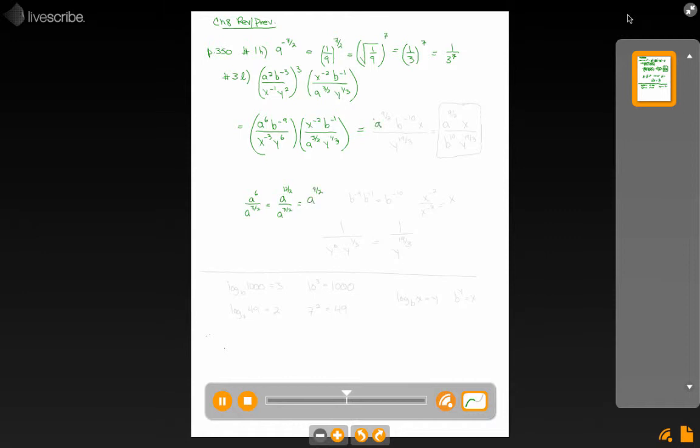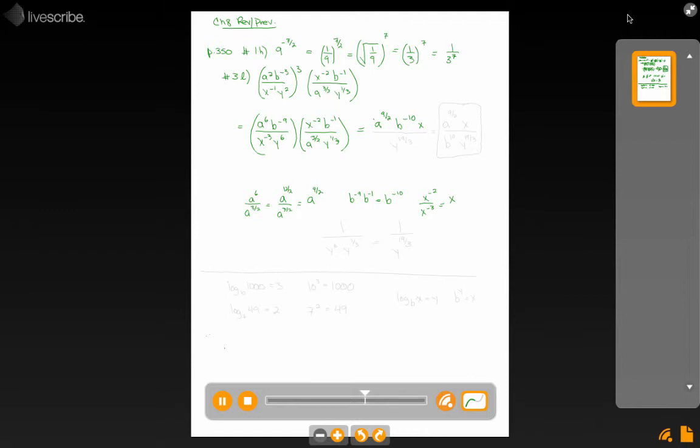And that is as many a's as I have left here. Now, when I look at the b's, I have b to the minus 9 times b to the minus 1, which gives me b to the minus 10. B to the negative 10 is the end result of the b's. Now, if I look at the x's I have x to the negative 2 over x to the negative 3. Now, careful with your negatives here, but subtracting negative 2 minus negative 3 actually equals x to the 1, and I have x to the 1.